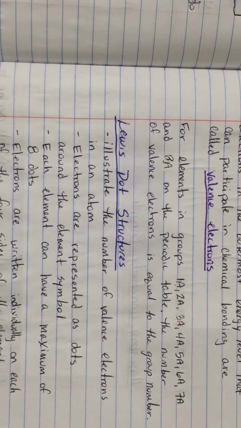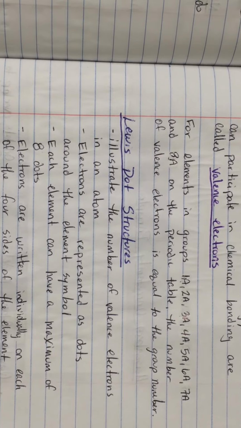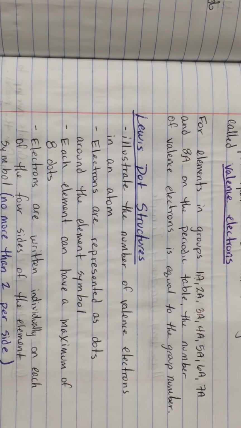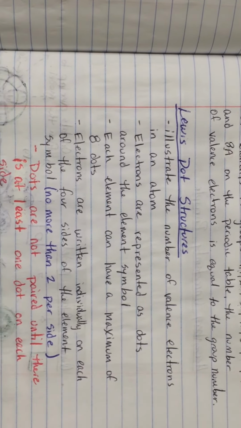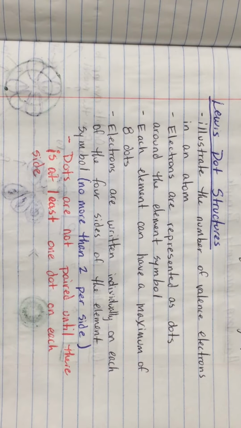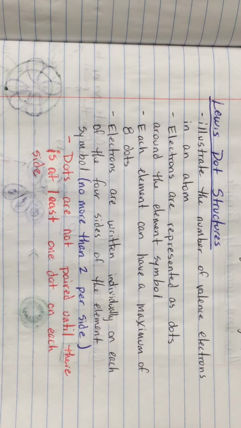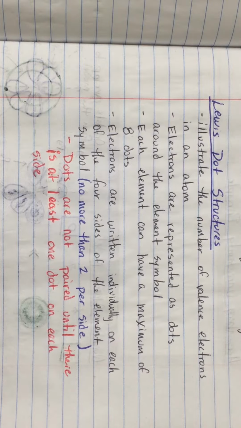The electrons in a Lewis dot structure are represented as dots arranged around the element symbol. And of course, each element can have a maximum of 8 dots in its Lewis structure, since there's a maximum of 8 valence electrons that they can have. We're going to write these electrons individually on each of the 4 sides of the element symbol, with no more than 2 per side, and we're not going to pair any of them until there's at least 1 dot on each side of the element symbol.